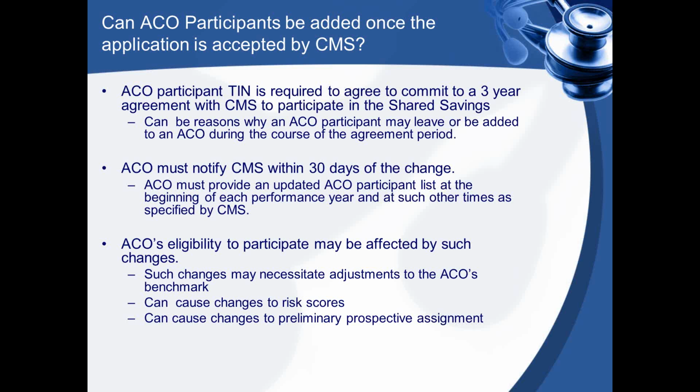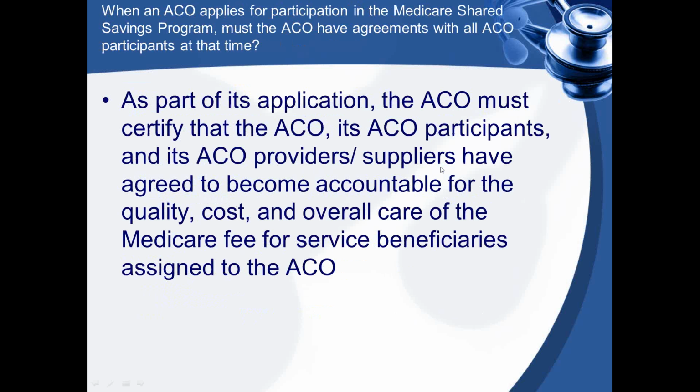But we also have to recognize that anytime you add or subtract, you change the dynamics of the ACO. You cause risk score changes. If a big enough group drops out, it may drop your ACO population below 5,000, and then you can't be an ACO. So there's all sorts of things that change when you add or subtract your ACO participants, including your benchmarks.